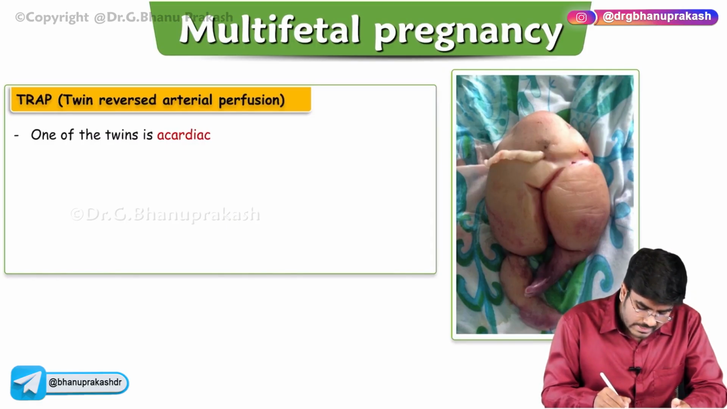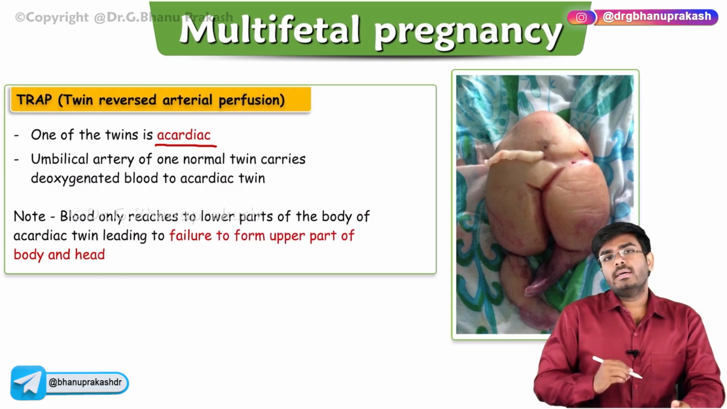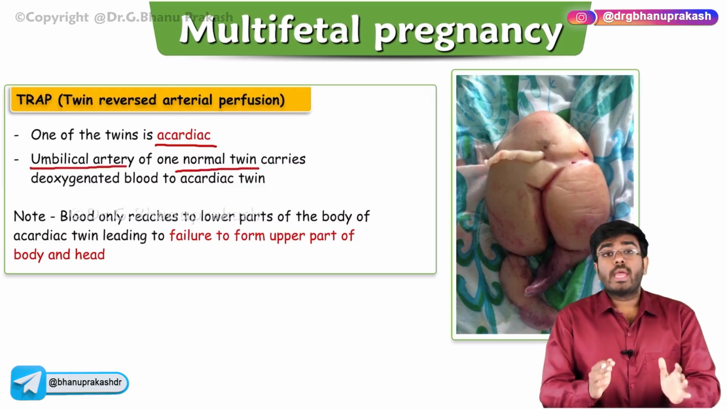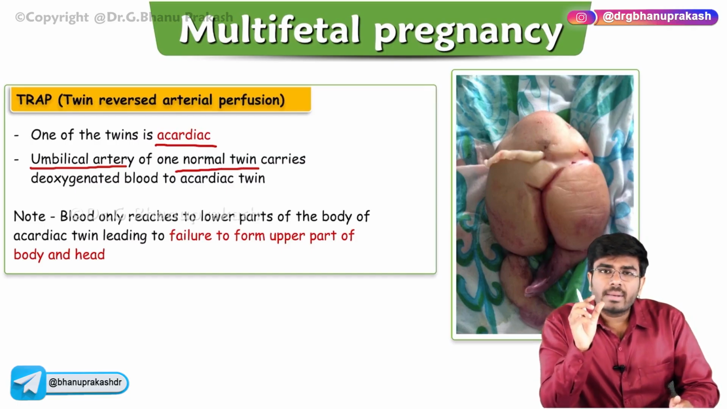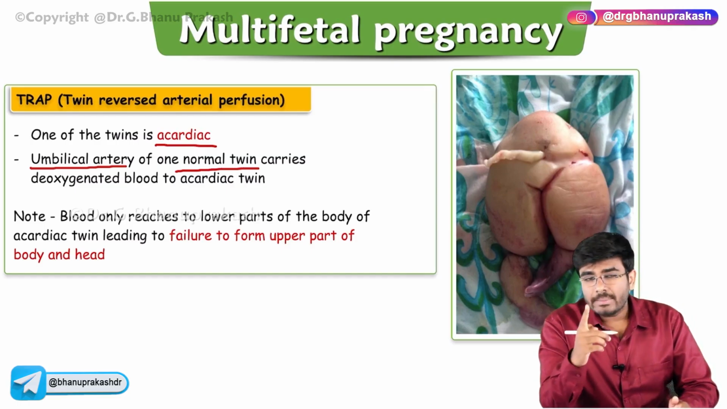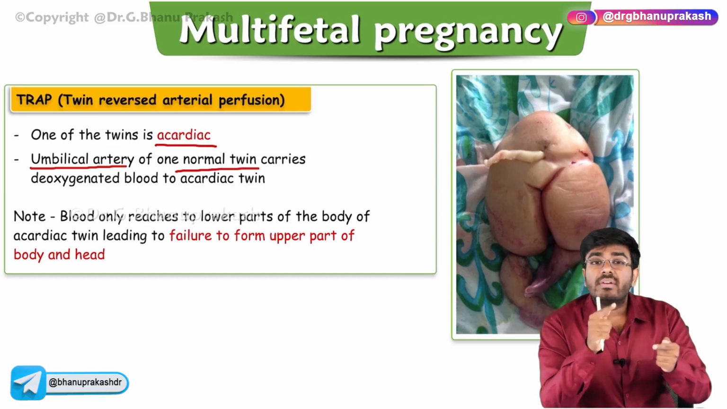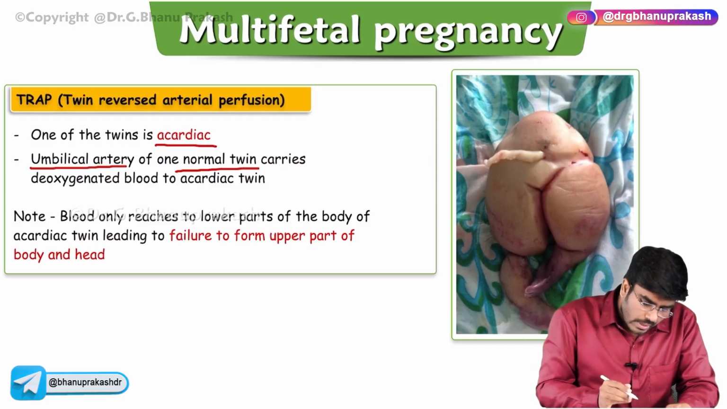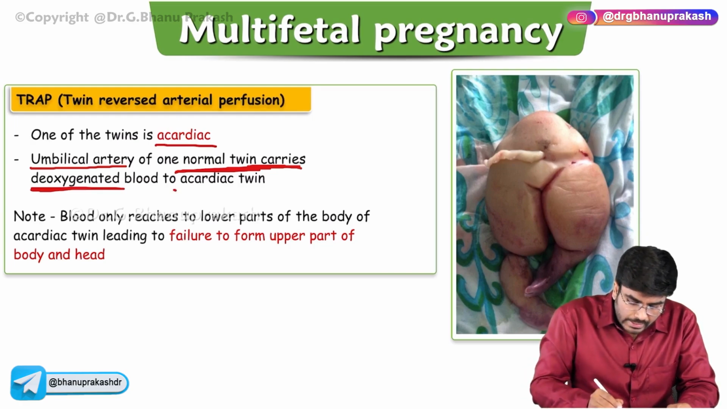Okay, no heart is seen. Okay, well and good. Now what happens? See, the problem here in this TRAP is the umbilical artery of a normal twin, which is carrying deoxygenated blood. Remember, the deoxygenated blood containing umbilical artery is anastomosed with the artery of the other twin, the unhealthy twin. So the umbilical artery of the normal twin is carrying deoxygenated blood to the acardiac twin.